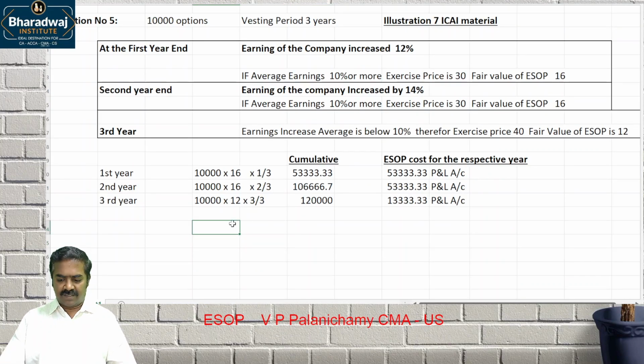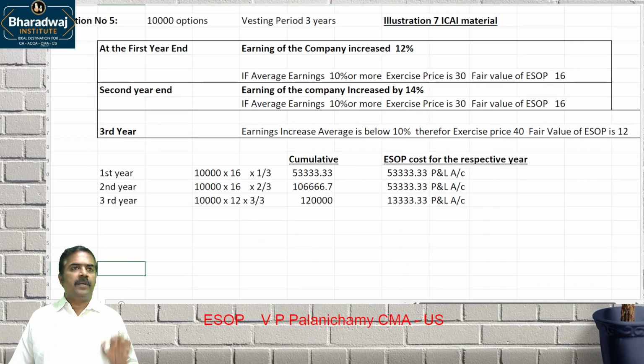Those who completed, please read question number 10. It's a very good question. Again, that appears very lengthy, but very simple to solve.